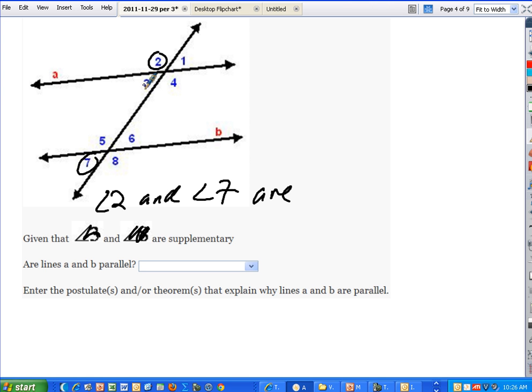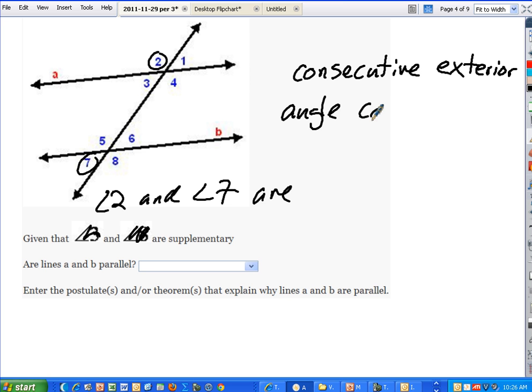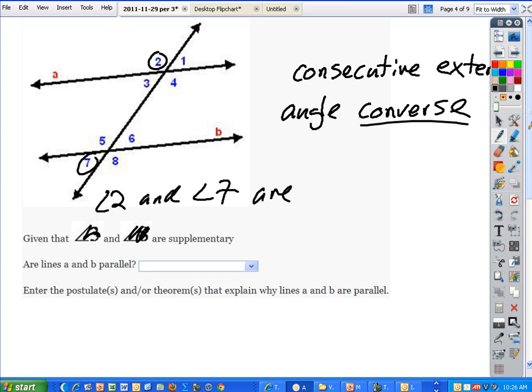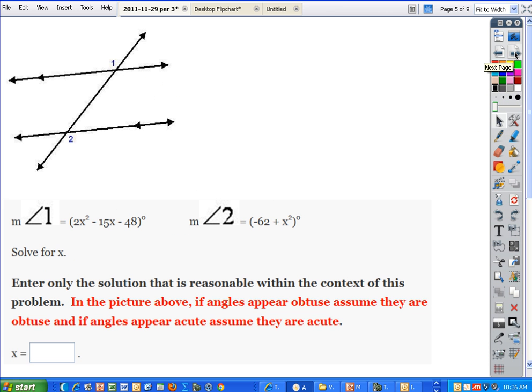Consecutive exteriors. And even though there's not one in the book, there really could be, and maybe should be. We could use the consecutive exterior angle converse, and I would accept that as an answer. I think I can get full credit for that. So if you do that, in this case, that would work. Okay, that'll work. All right, moving on.